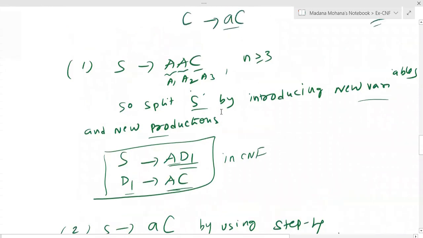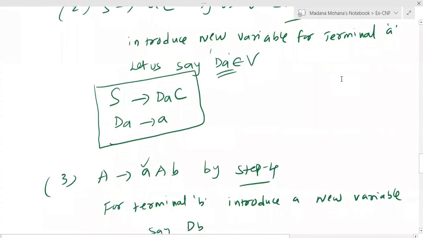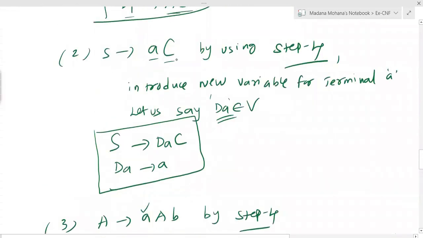Then the other S productions which are not in CNF: S derives terminal A variable C. Here the right hand side is a terminal followed by a variable. It is in the form of step 4. So by using step 4, introduce a new variable for terminal A, let us say D suffix A. For our understanding, whatever the terminal name, the new variable you can introduce by adding the same terminal as suffix. So here D suffix A is introduced for the terminal A.